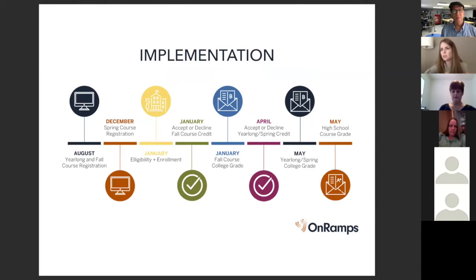But just to give you an idea of the overall experience of becoming an OnRamps student, it sounds like your students have already started the school year, and have they already received their EID, Paul? Yes, they've all done their EID, and I think they've all completed the orientation. They are enrolled in my class, and I'm now tracking their progress. Perfect.